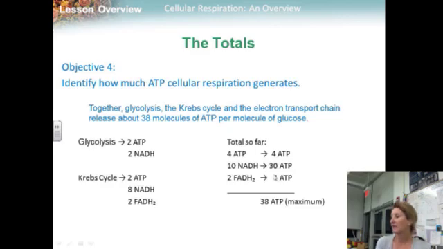So together, glycolysis, the Krebs cycle, and the electron transport chain release about, not much more, but could be less, 38 molecules of ATP per molecule of glucose. So glycolysis, you get 2 ATP and 2 NADHs. Krebs cycle, 2 ATP, 8 NADH, 2 FADH2s. And then so far, anyhow, you can add it up. I don't want to waste your time. 38 ATP is what you need to know.